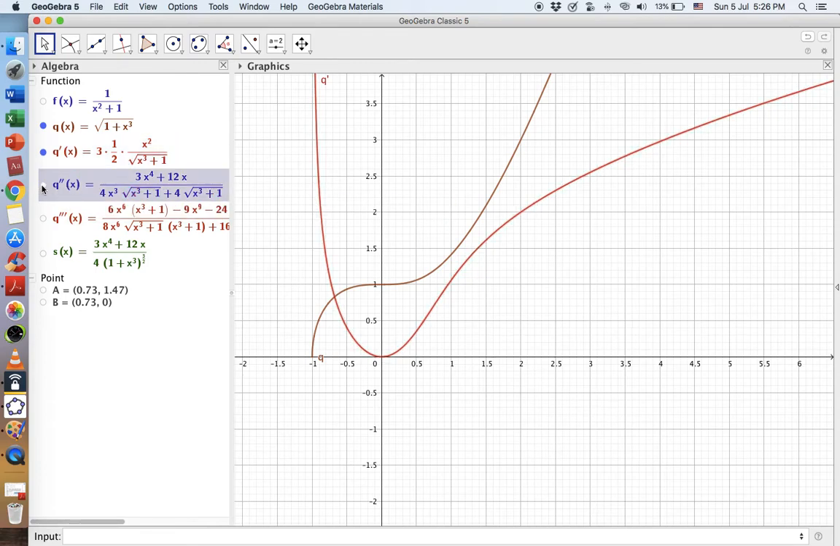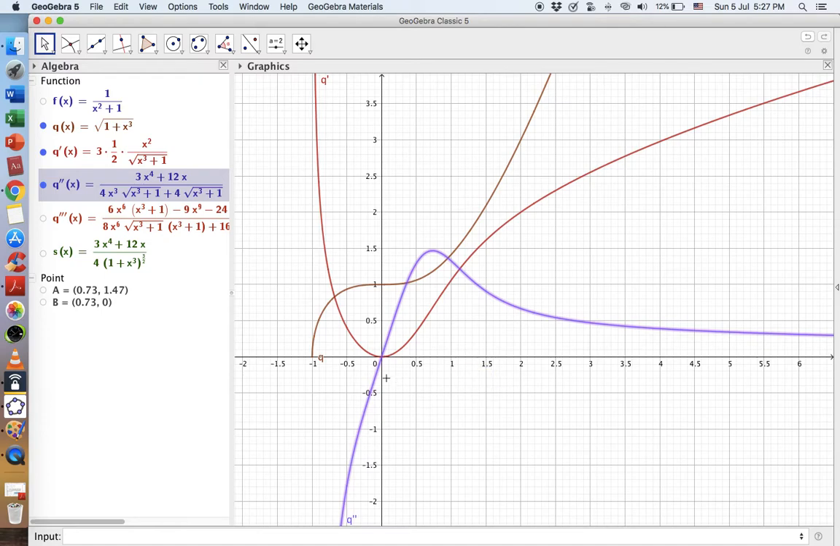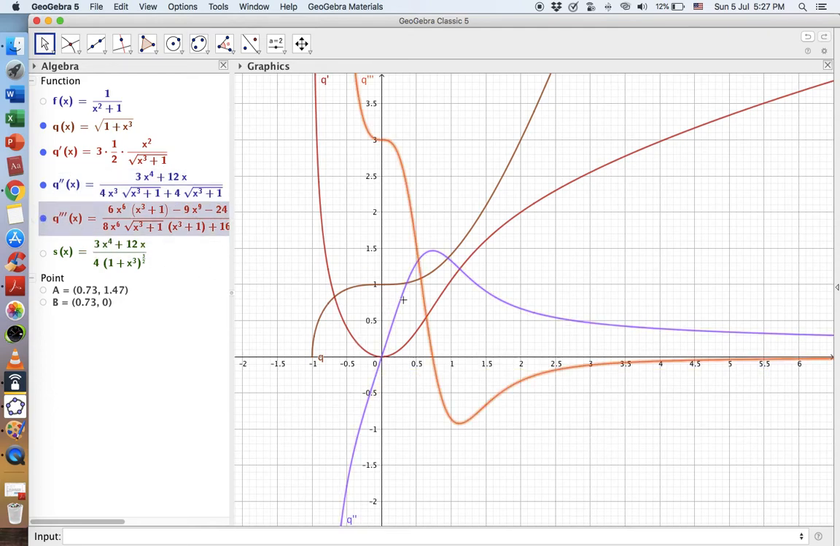Here's the second derivative. And you can see this is the slope of the slope, or the slope of the first derivative. And so we're at the origin here, you can see the first derivative is in fact leveled off. There's no slope of the first derivative at 0. And then here's q triple primed of x, finally.